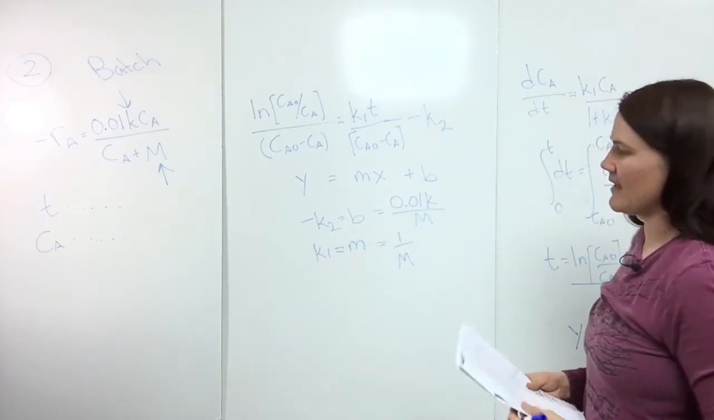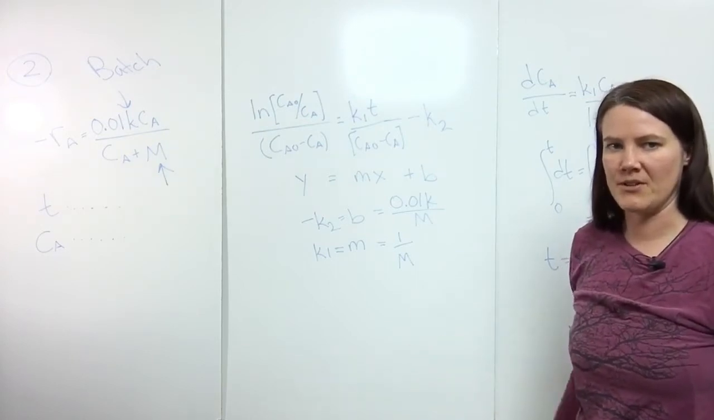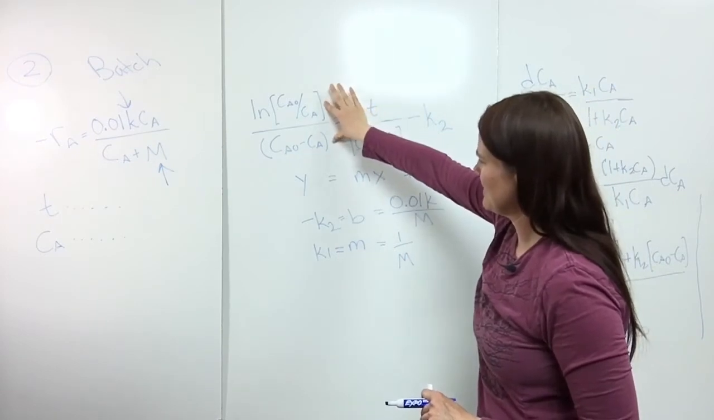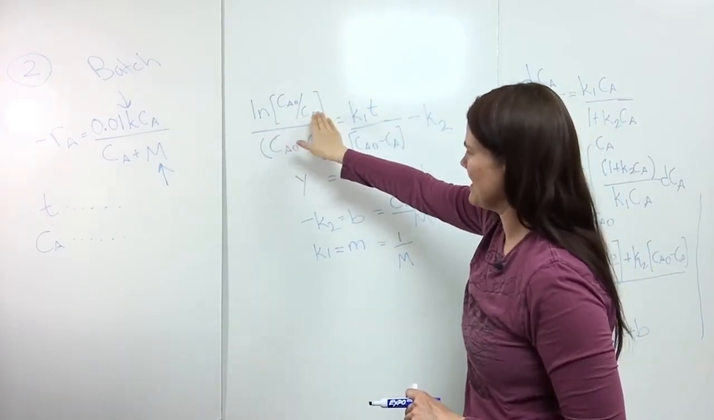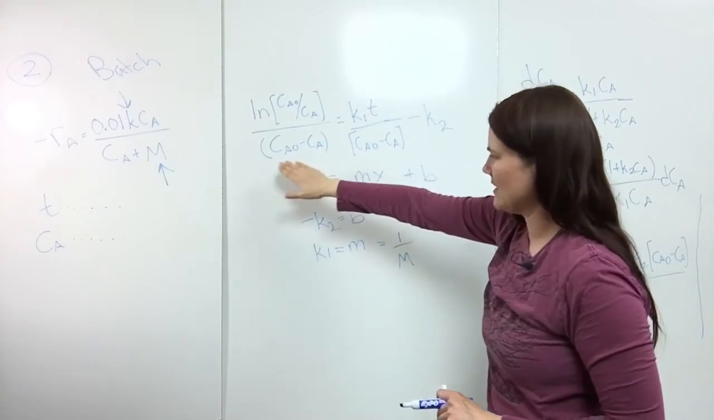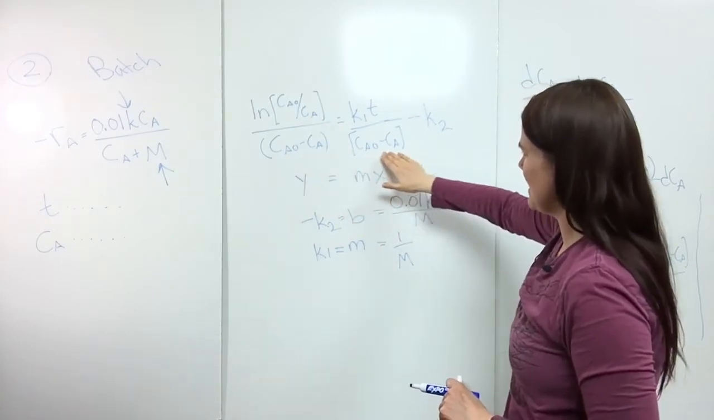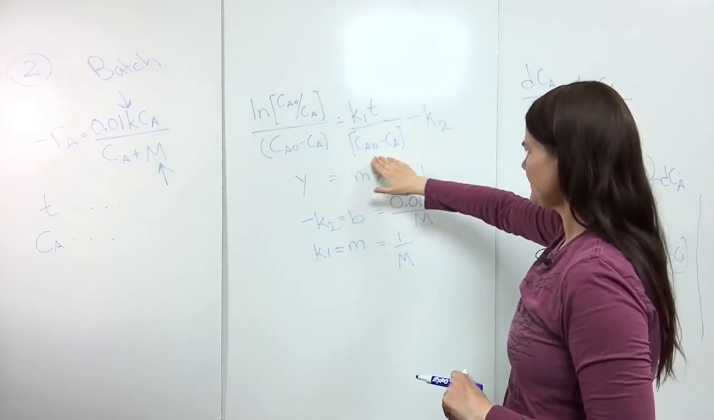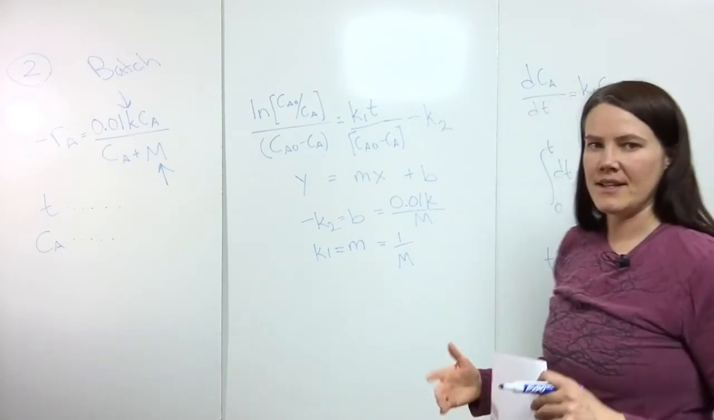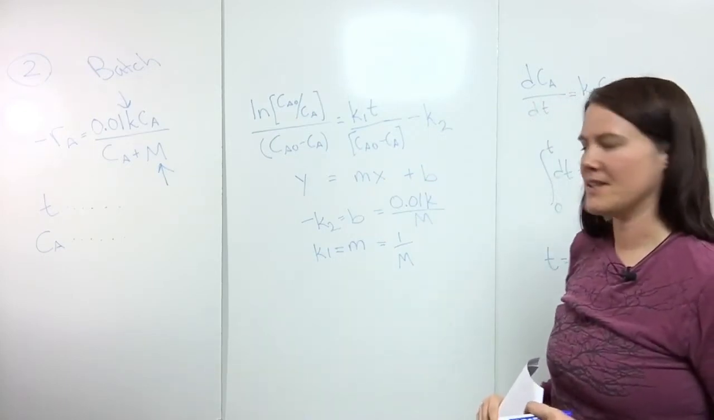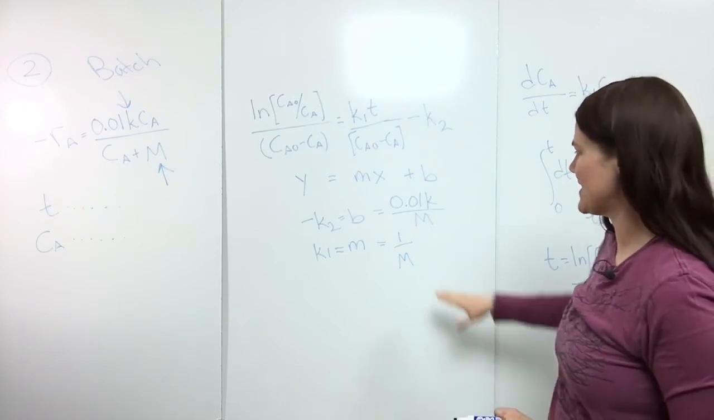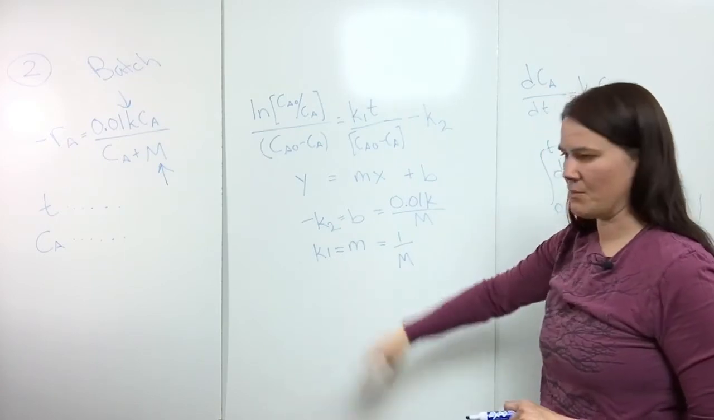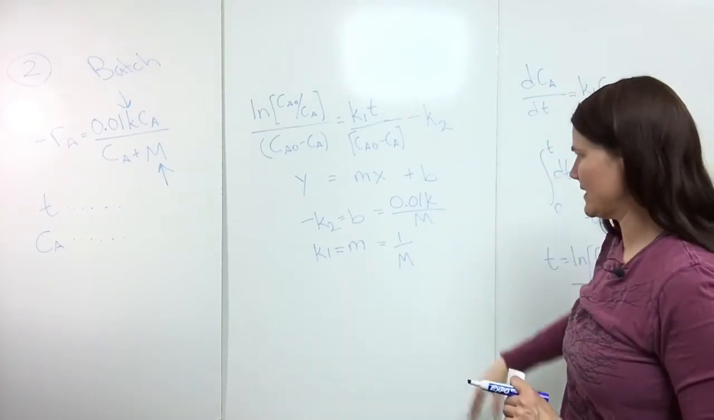So I'm going to finish this problem in the second part of the video in MATLAB, but all I did was plot this. So I took the natural log of Ca naught over Ca divided by this. So I plotted this versus t over Ca naught minus Ca, and I got a straight line, and then I used linear regression to figure out what the equation was for the straight line. So then I got the y-intercept and the slope from that. So then you should be able to get these.